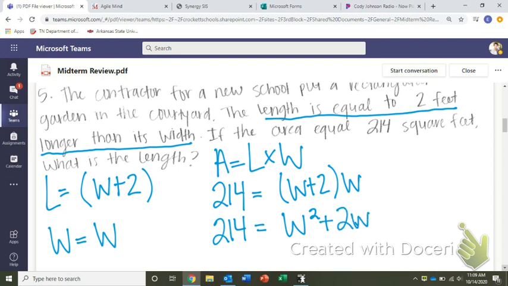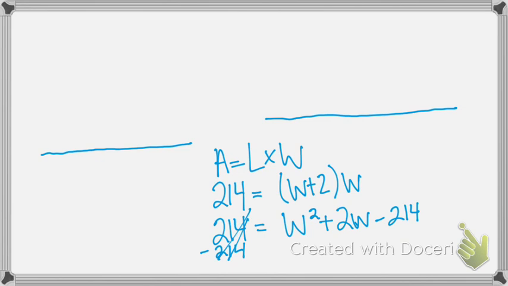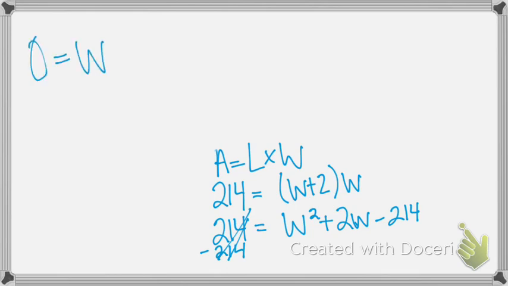And on your review, I wrote that we want everything set equal to 0. So in order for that to happen, we have to subtract 214 from the left side. Okay? So now, I'm going to have to erase. Oh, I don't have to. I can go to this. We have 0 equals W squared plus 2W minus 214.